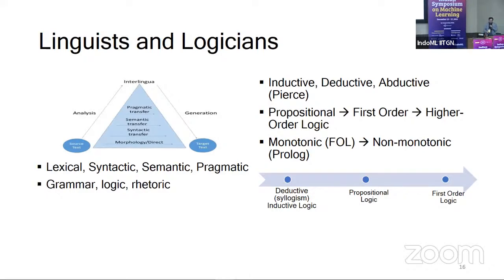Similarly, in logic, the journey basically started from Aristotle, who introduced the deductive and inductive forms of logic. You can think of inductive as learning rules from data, and deductive as deducing more facts from the rules and the facts that we have. And Charles Peirce is attributed with abductive reasoning. So there are three types of reasoning overall: inductive, deductive, and abductive.